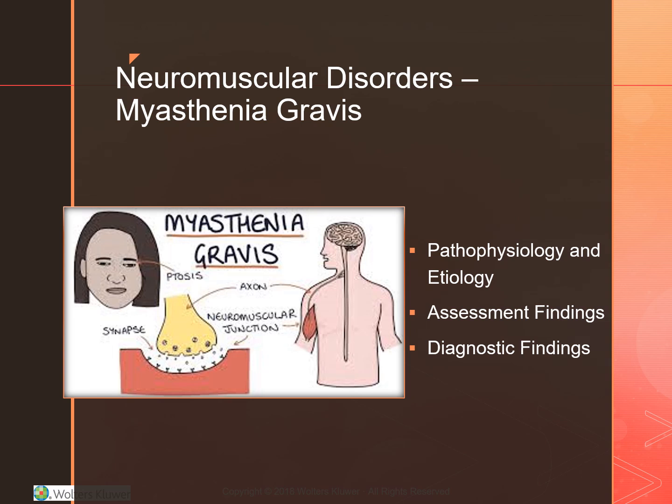We treat it once again with the administration of the anticholinesterase drugs, prednisone, immunosuppressants, plasmapheresis, or removal of the thymus gland.